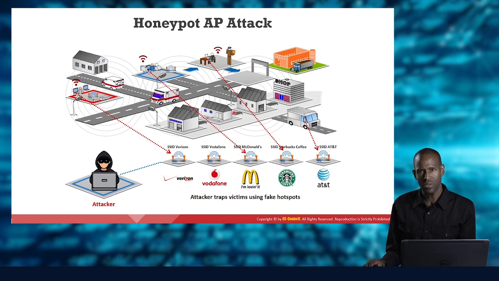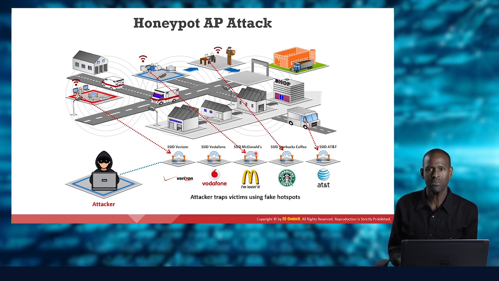There's also, like I was saying before, a rogue AP that's a honeypot. It has the name of a well-known brand: AT&T, Vodafone, Verizon, McDonald's, I'm loving it, and other types of fake advertisements. Or it could be the name of the organization, there to attract a normal user to use that fake access point where the attacker can then gather information, use it for man-in-the-middle attacks, use it for password attacks, and many other types of attacks.